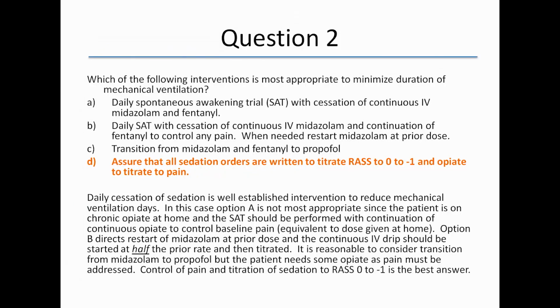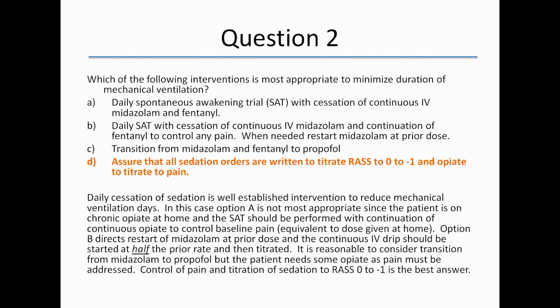In this case, option A is not most appropriate since the patient is on chronic opiates at home, and the SAT should be performed with continuation of continuous opiates to control the patient's baseline pain. It would be reasonable to continue this in an equivalent dose to the dose the patient was receiving at home.